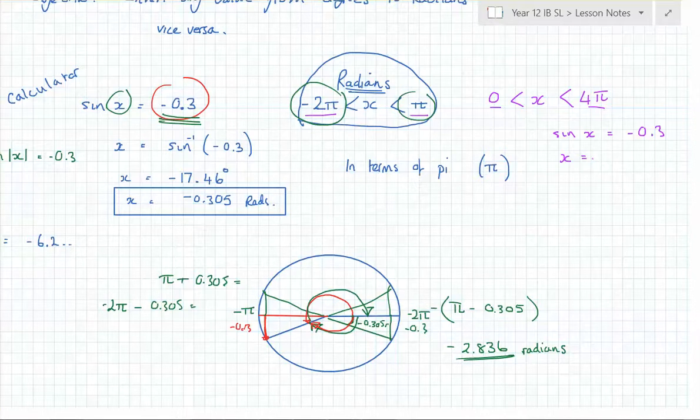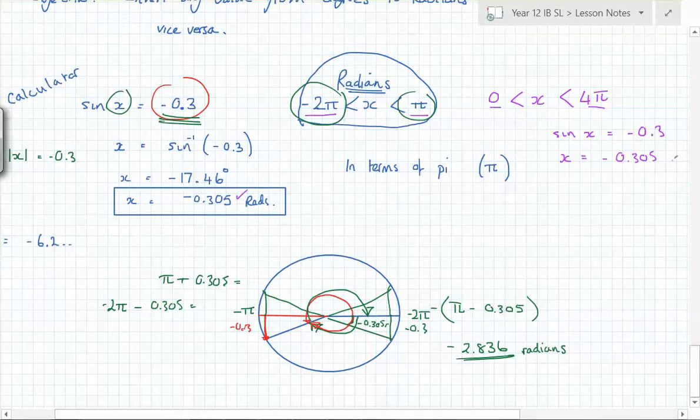Actually, does that mean there are no solutions? No, it doesn't mean there's no solutions. Okay, so what are the solutions then? The calculator gave me a value that worked fine for the last one, but this number does not fit in that domain. So x being minus 0.305 radians is not allowed.